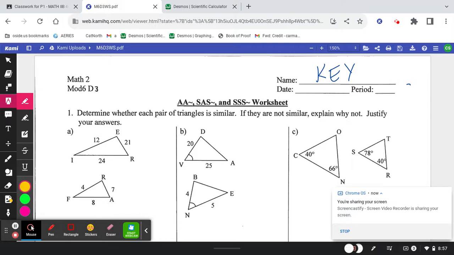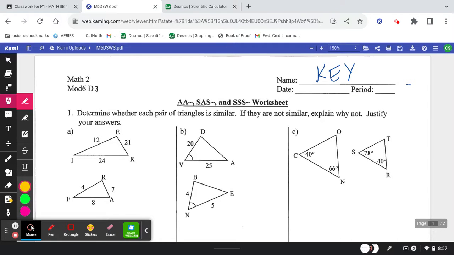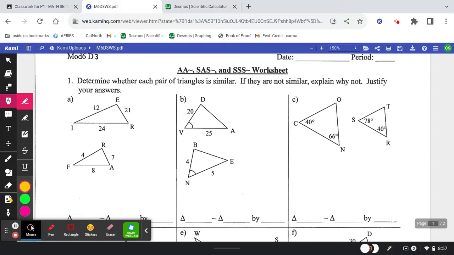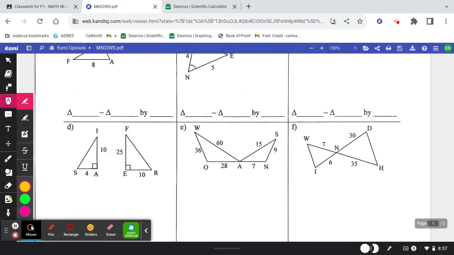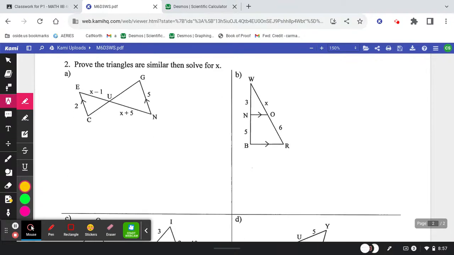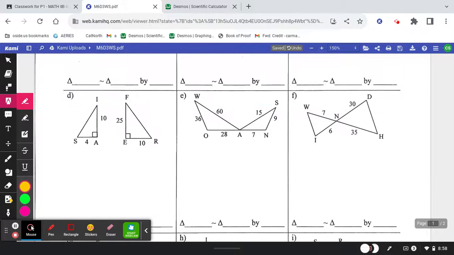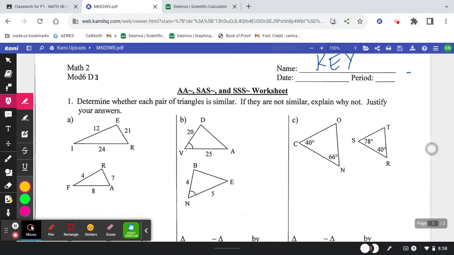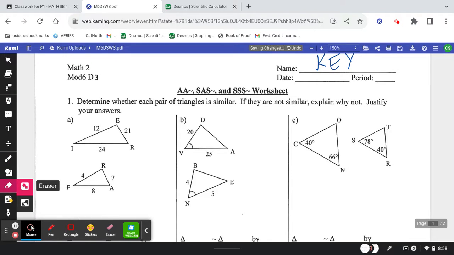All right, this worksheet is called the AA Similarity, Side Angle Side Similarity, and Side Side Side Similarity worksheet. The front page is just getting you used to identifying which one of these three could be used to prove two triangles similar. So we're going to be writing kind of like an informal proof. And then the second page is a full proof and solving for x using a proportion once you prove them similar. So first page, just identifying, second page, true proof and using the similarity in order to solve for the proportion. So here we go.